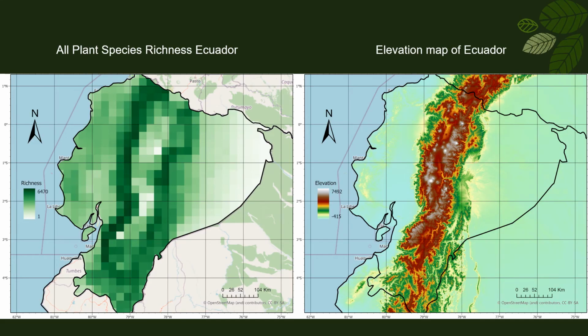The figure on the left shows the species richness for all Ecuador plant species documented in the BIEN database. The figure on the right is an elevation map of Ecuador. There appears to be a relationship between species richness and elevation, as the highest number of species are in areas of mid-elevation, which would be around right here, which corresponds to these yellowish red values for elevation.